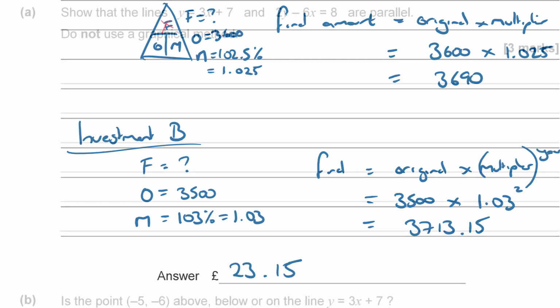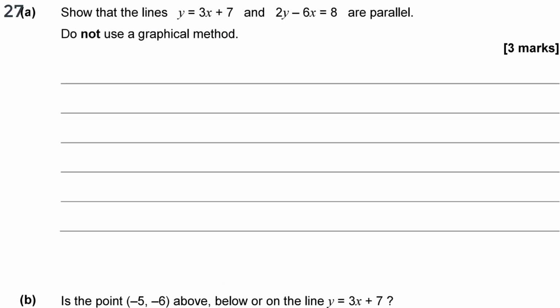Okay, let's move on. Show that the lines y equals 3x plus 7 and 2y minus 6x equals 8 are parallel. Do not use a graphical method. Okay. So 2 lines are parallel means that they are sharing the same gradient, isn't it? Their gradient is going to be the same. So the gradient of one is going to be the gradient of the other, and if you can show that is true, then they must be parallel.